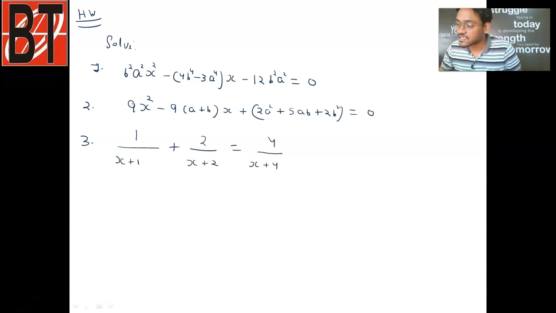Now students, what cannot be the values of x? Let me just write that also. x cannot be minus 1, x cannot be minus 2, and x cannot be minus 4. Don't tell me these three values, minus 1, minus 2, minus 4, because these three values will make the denominator 0, and that's not accepted at all.